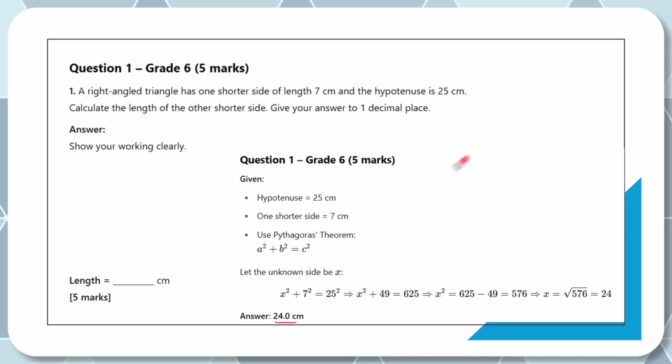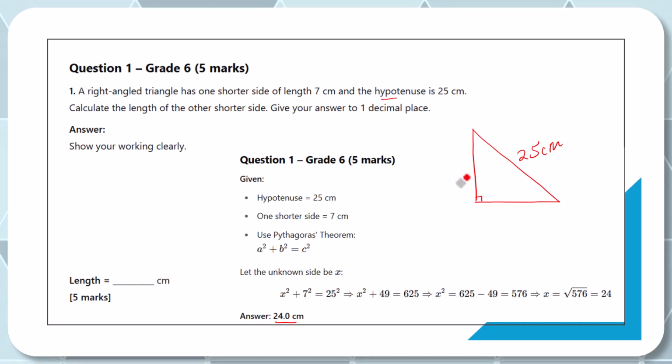With a question like this, the first thing you want to do is make a sketch of that right angle triangle. They said that the hypotenuse, which is the longest side opposite the right angle, is 25 centimeters. And one of the short sides, which is going to be the base or the height, is 7 centimeters. They're asking us to find the other side, which is this one here.